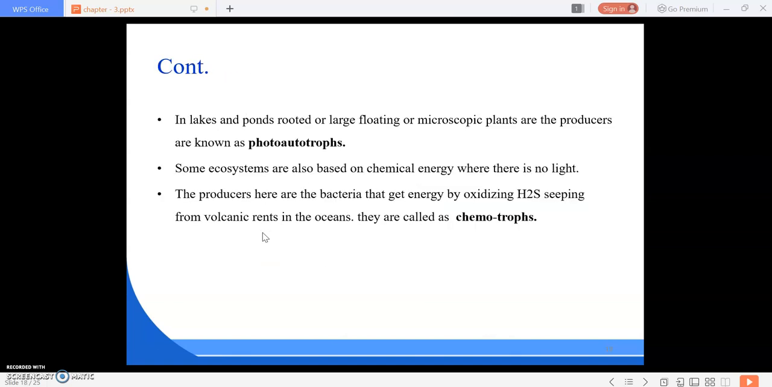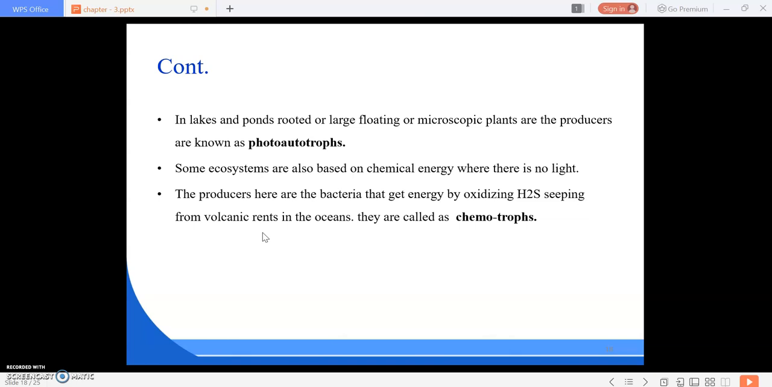Okay, next is our photoautotrophs. What do you mean by that? So who are called photoautotrophs? In lakes and ponds, rooted or large floating or microscopic plants are the producers, known as photoautotrophs. These are the small microscopic plants which are present in our lakes and ponds. These are known as our photoautotrophs. Next one is our chemotrophs.